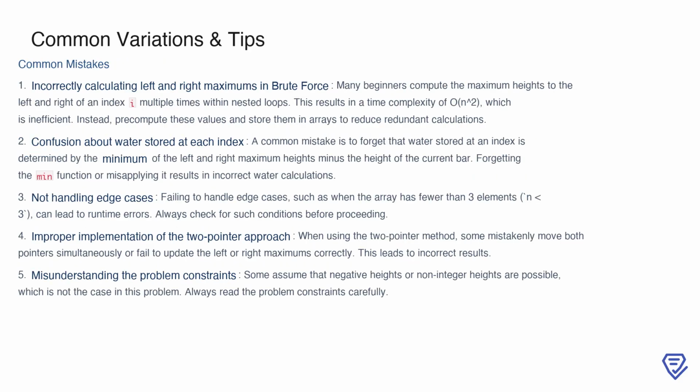When tackling the trapping rainwater problem, there are several common mistakes to watch out for. One frequent issue arises in the brute force approach, where the left and right maximum heights for each index are computed repeatedly within nested loops. This results in a time complexity of O(n²), which is highly inefficient. To avoid this, you can pre-compute these values once and store them in arrays, reducing redundant calculations. Another mistake is misunderstanding how to calculate the water stored at each index.